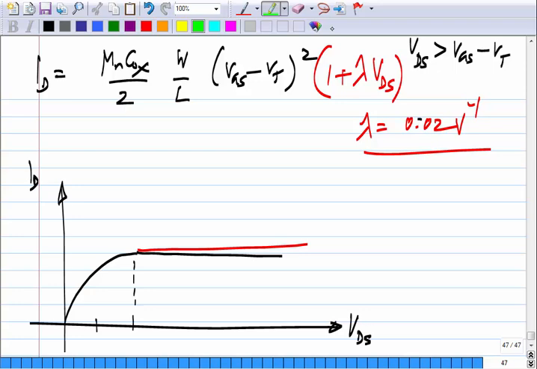So, what does it mean for the small signal parameters? Which small signal parameter does it change? Y22. Okay, what is the value of Y22? Please evaluate it. What is the value of Y22 in saturation region? Earlier it was 0, but what is it?